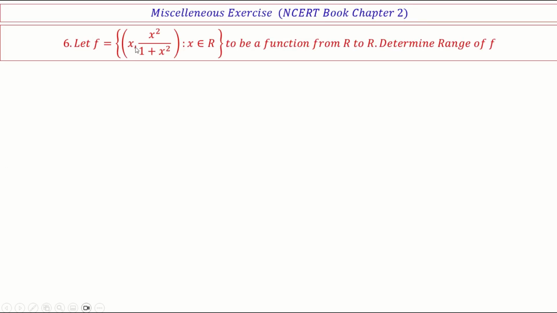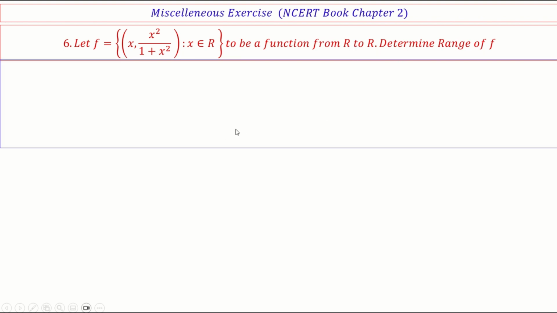Let f equal to x comma x square by 1 plus x square such that x belongs to R be a function from R to R. Okay. Determine the range of f. Okay. We need to find the range. Okay. So f of x is defined as x square by 1 plus x square. Correct.